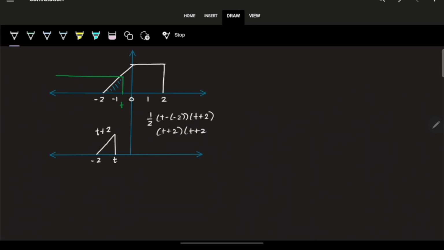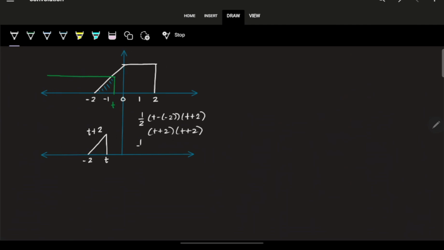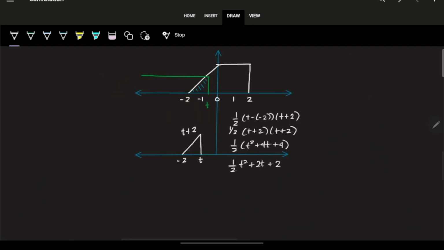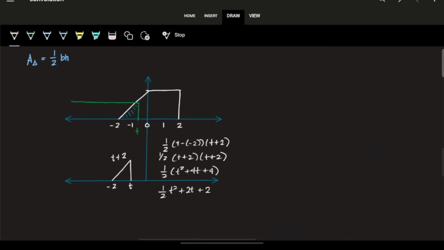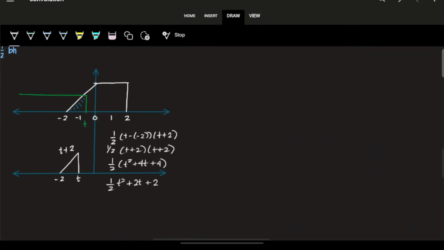T plus 2. So this is in the form of 1/2 times t squared plus 4t plus 4. Then distribute lang natin. So we have 1/2 t squared plus 2t plus 2. So this is the amplitude of the area na na-cover nung first step natin sa convolution. Okay, next, let's go to the second part between 0 and 2.